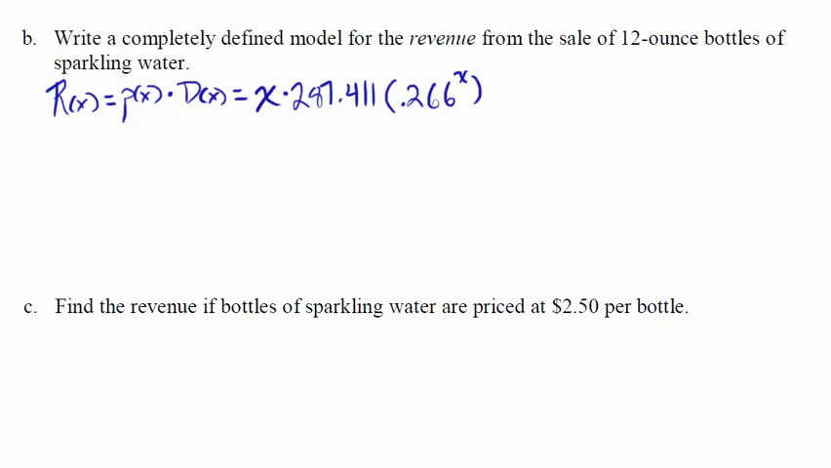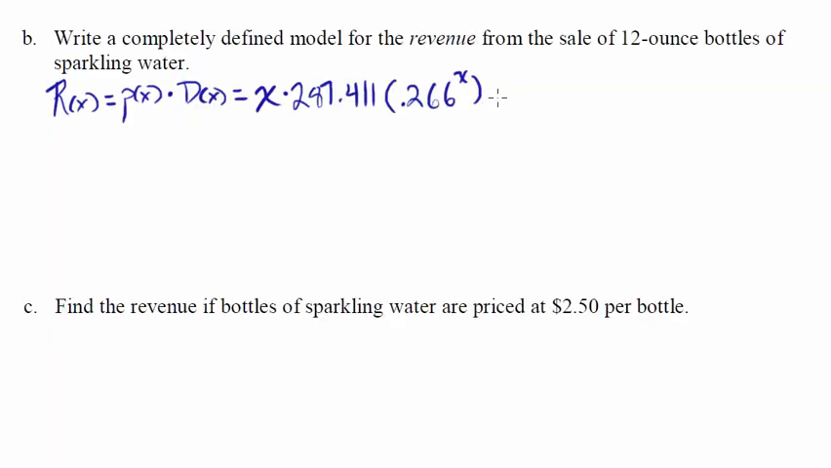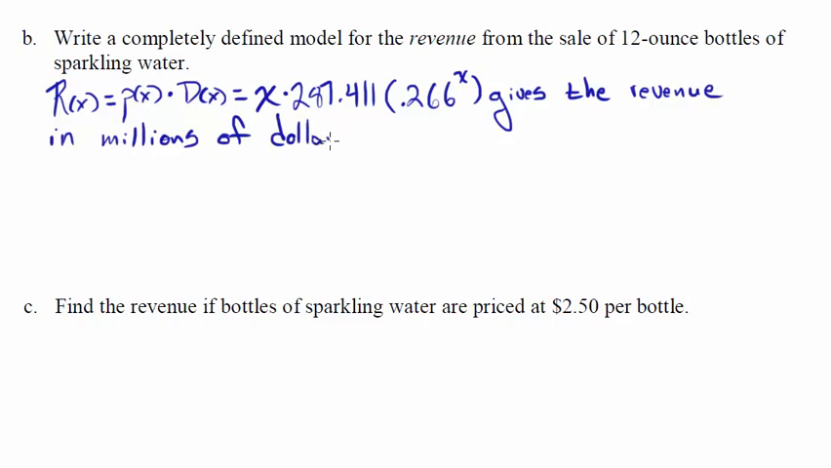My price function was just X. And then my units here, we just saw on the previous slide, my output units are going to be $1 million. So this gives the revenue in millions of dollars, where X here is the price, and my units there were dollars per bottle.